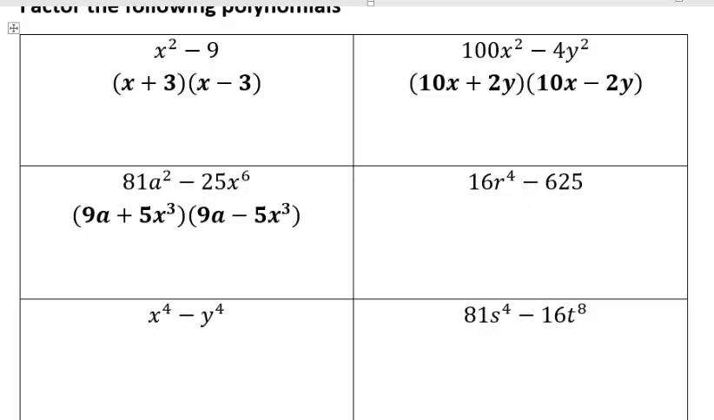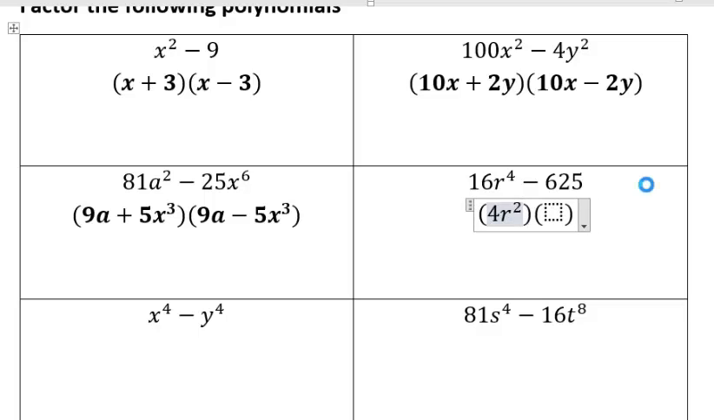Let's see this one now. Okay, see this one. I have 16r to the 4 minus 625. So let's get the square roots of this one. Square root of 16 is 4. Square root of r to the 4 is r squared. Remember, it's basically half of the exponent.